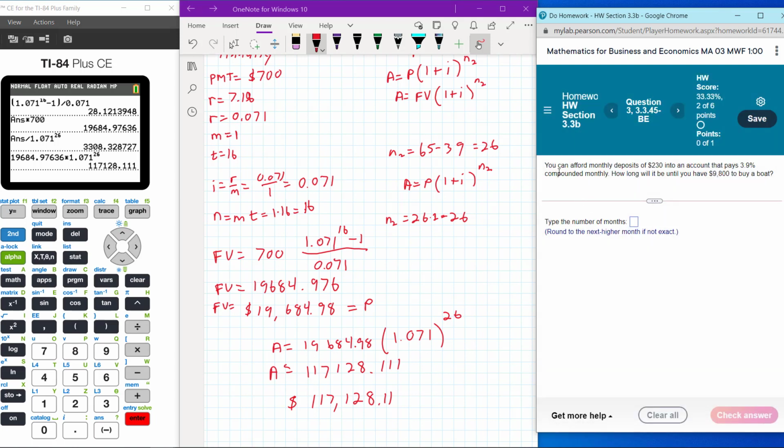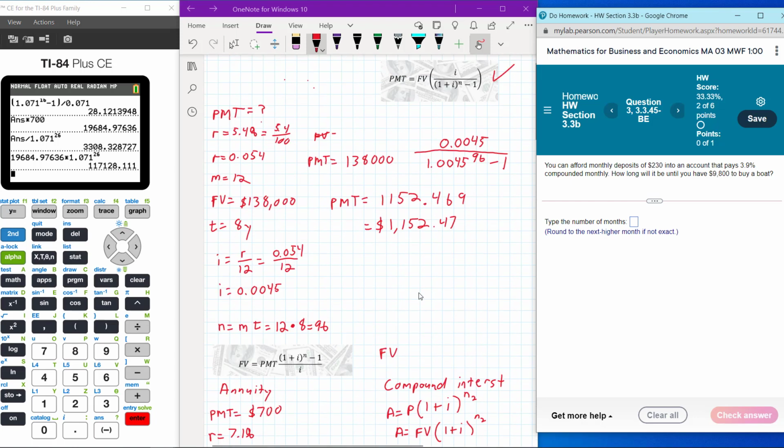Okay, now here we have the problem: you can afford monthly deposits of $230 into an account that pays 3.9% compounded monthly. How long will it be until you have the $9,800 you need to buy a boat? Okay, and we want to know what that number is in terms of months, which is kind of convenient because we're going to be making monthly payments. So we want to know how many payments do you actually need to make.